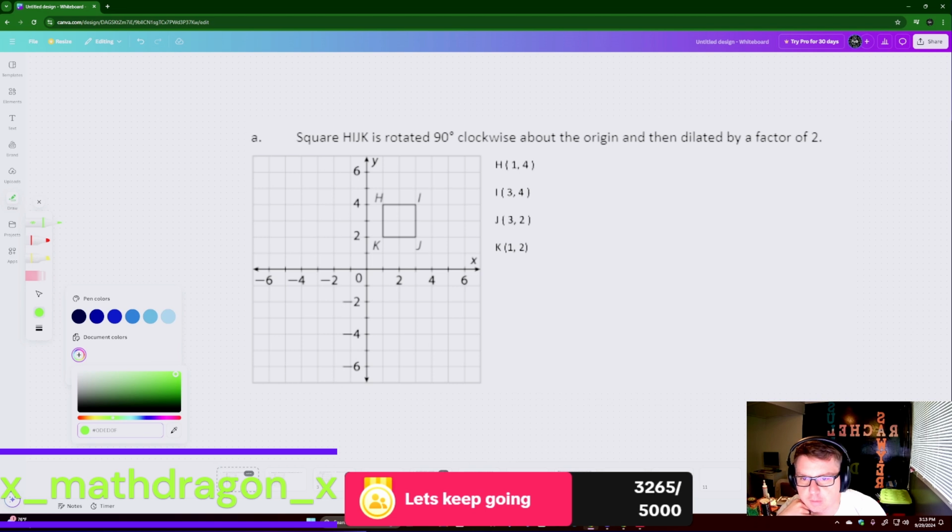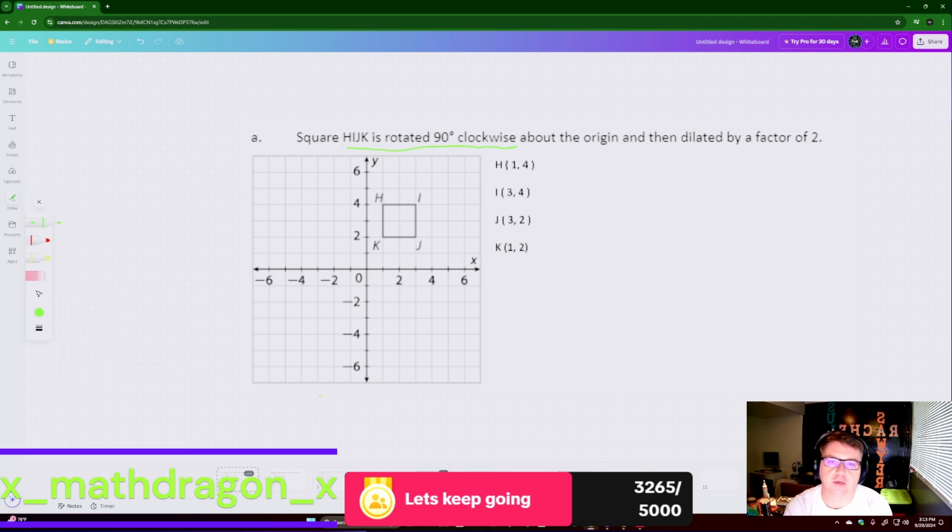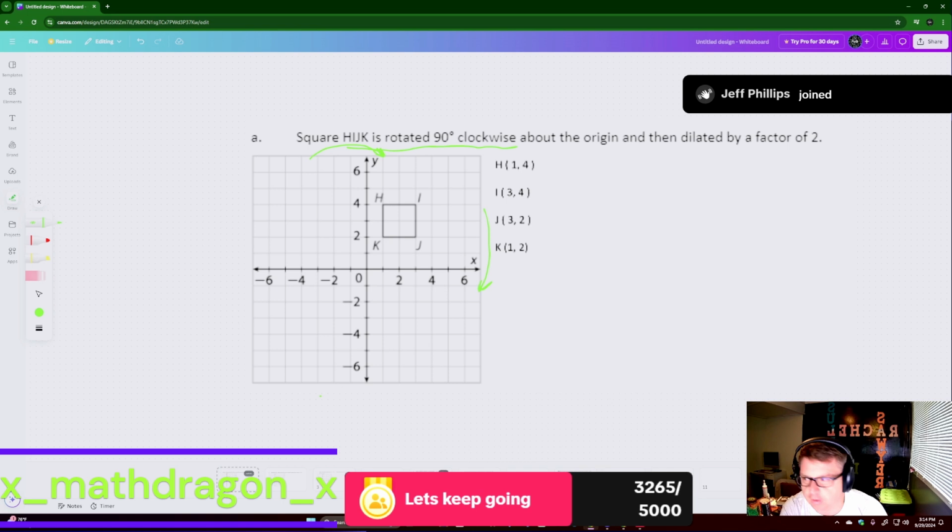They want us to first rotate it 90 degrees clockwise. As we watch a clock, we should be going in this direction as the clock goes around, 12 to 3 to 6 to 9 back to 12. So the clockwise direction is this rotation. So we want this to actually get rotated down to here. Really we want to go down and this way.